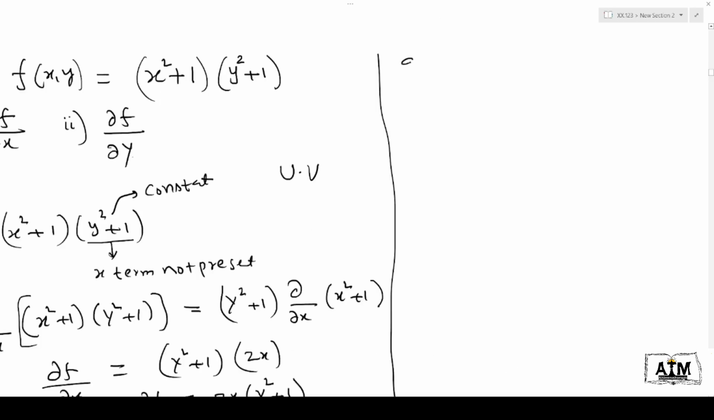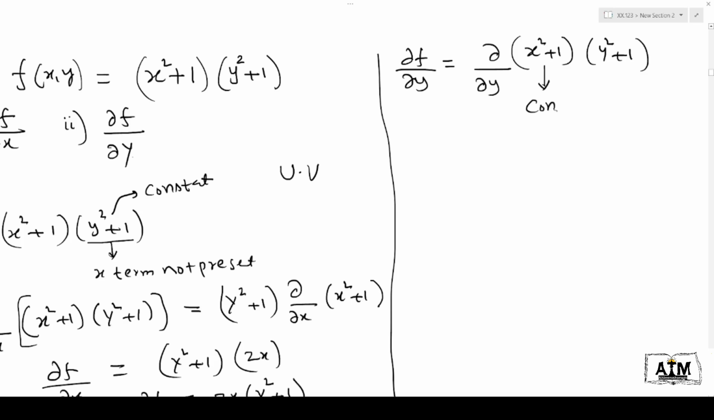Now, to find out dou f by dou y, that is partial derivative of f with respect to y, equals partial derivative of x square plus 1 multiplied by y square plus 1 with respect to y. There are two brackets. We have to decide either product rule or no product rule. It is very clear that first bracket having only x terms, there are no y terms. So first bracket becomes totally a constant, and second bracket consists of y terms.